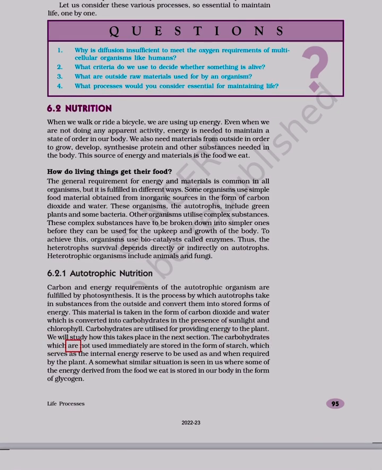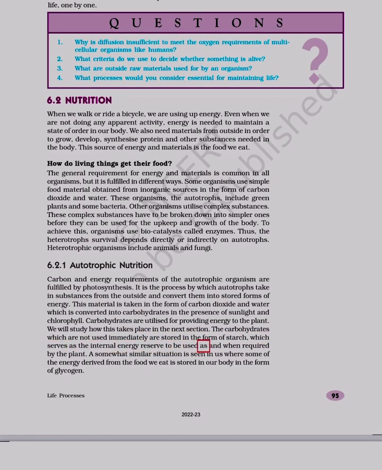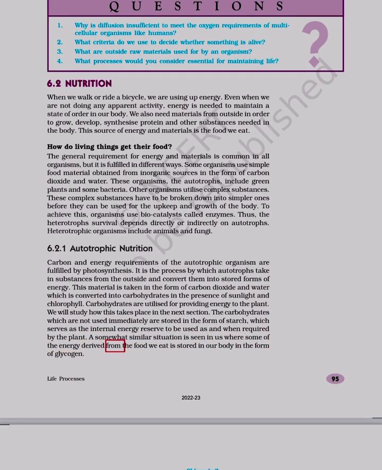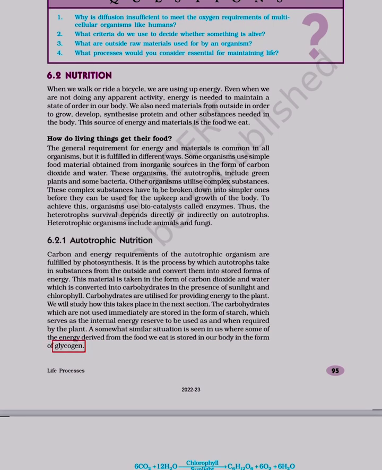The carbohydrates which are not used immediately are stored in the form of starch, which serves as the internal energy reserve to be used as and when required by the plant. A somewhat similar situation is seen in us, where some of the energy derived from the food we eat is stored in our body in the form of glycogen.